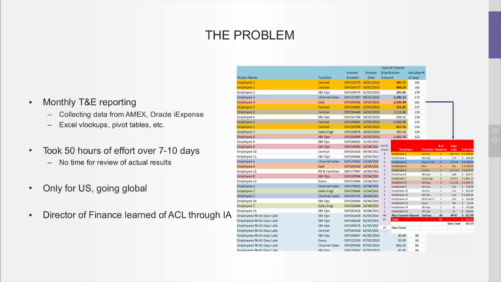You had monthly T&E reporting. You were collecting data from Amex, Oracle iExpense. And then you were taking that data personally and using Excel, VLOOKUPs, pivot tables, and you were building out some reports. So you want to tell me a little bit more about your process?